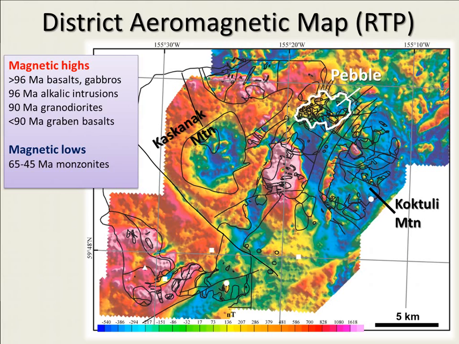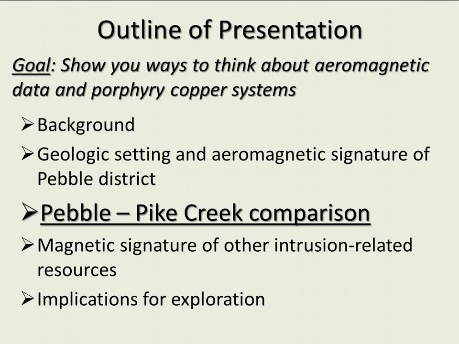So the RTP map does not clearly image the hydrothermal systems. However, they do highlight some of the plutonic rocks that formed as part of the porphyry copper system, in particular the granodiorite batholith that underlies Kaskanak Mountain. So the plutonic rocks are well imaged in the Pebble district. Let's step out and compare nearby plutonic rocks using lower resolution data that we have that cover the entire region.